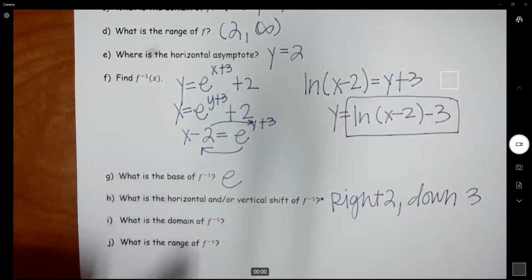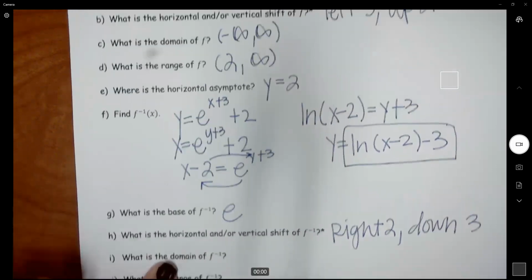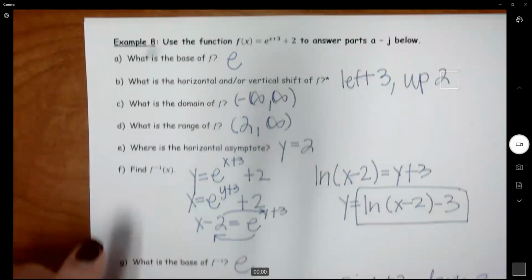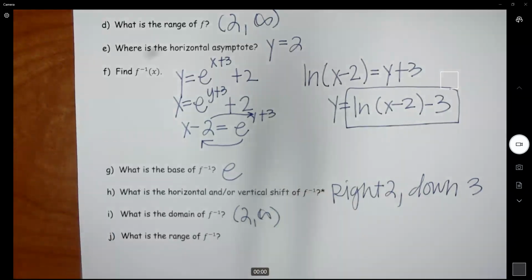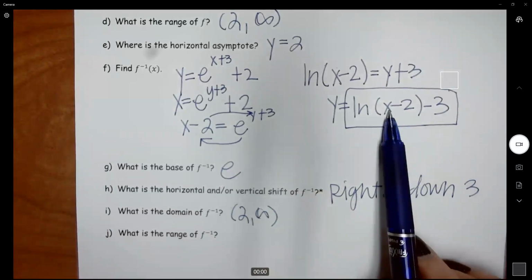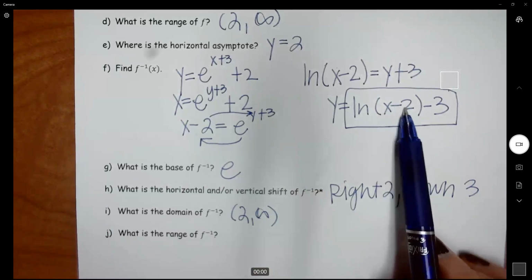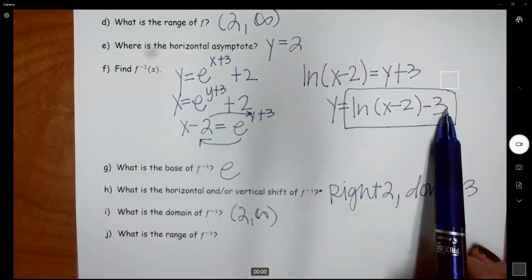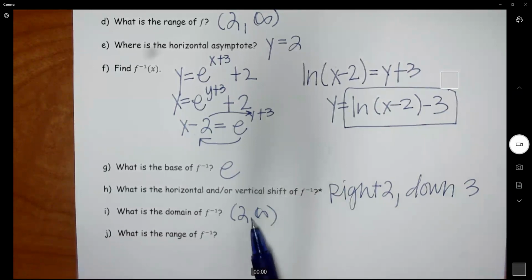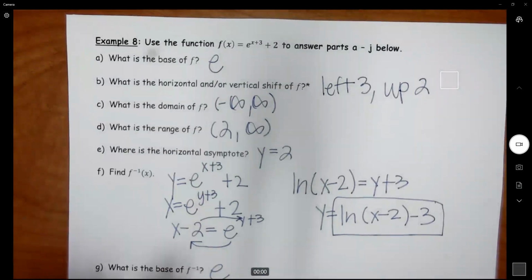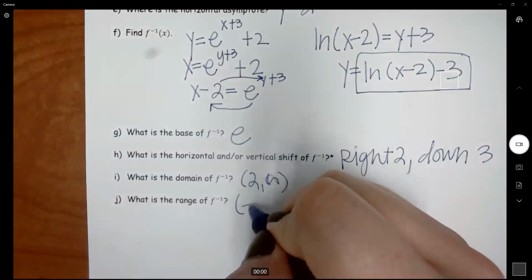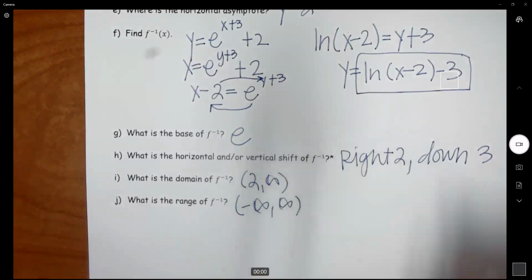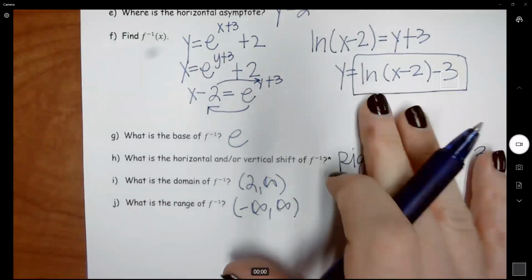Then what's the domain and what's the range? Well, the domain is the same as my range. So this is 2 to infinity, which does make sense. If you did x minus 2 is greater than 0, you add your 2 and x must be greater than 2. And then your range is the same as your domain, which is all real numbers. And that is what your range will always be with logs.